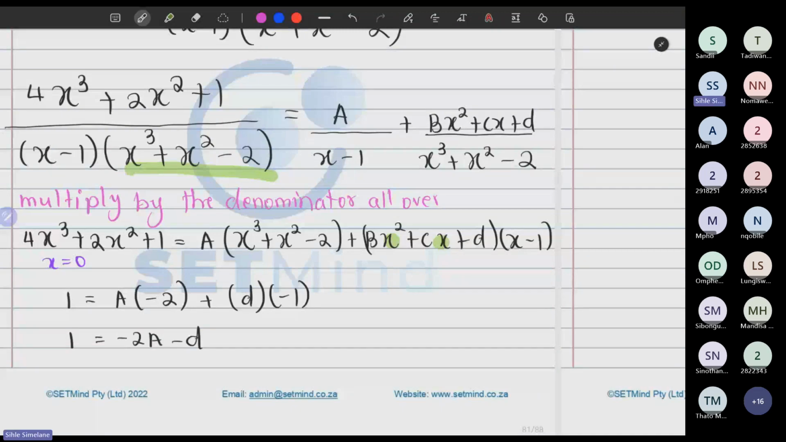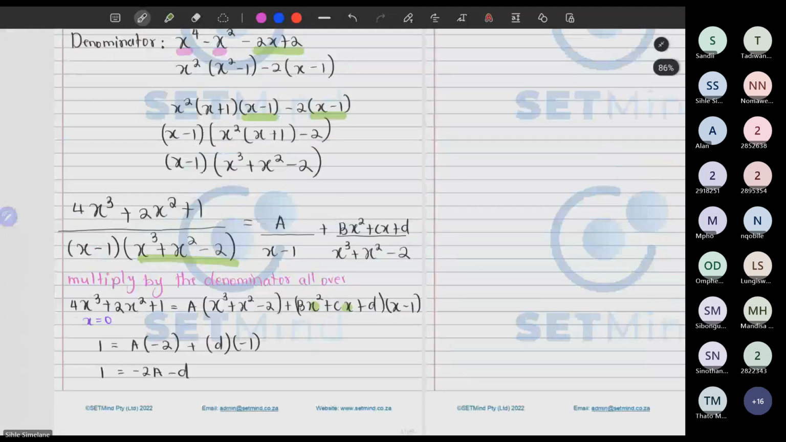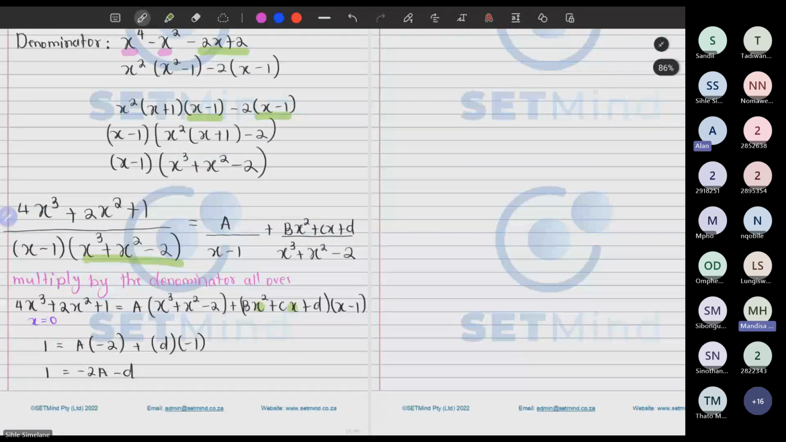What else should we do now? I think x should be equal to 1 because if you look at that bracket bx squared plus cx plus d, it is attached to x minus 1. And if you let x be equal to 1, we're going to get 0 there. And hence we will be left with only one variable. But then do you see that when you put in 1 here, you have 1 cubed plus 1 squared minus 2, which will be 0 also.